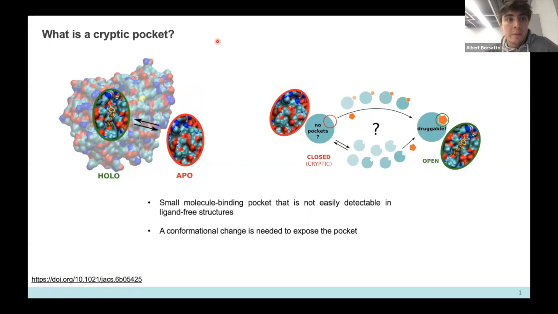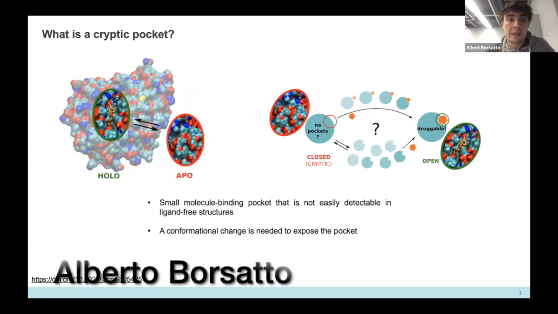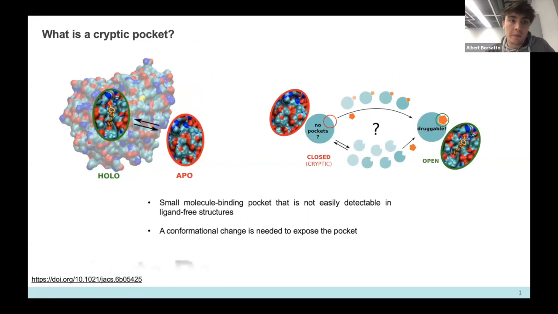So yeah, let's start with some definitions. What is a cryptic pocket? You have a nice example here on the left. It is TEM1 beta-lactamase, and you have a holo structure of beta-lactamase with a ligand bound to an allosteric cryptic site, and you have a corresponding apo structure of the same protein. As you can notice, in the case of the apo structure, the same surface is completely flat. This is the definition of a cryptic pocket.